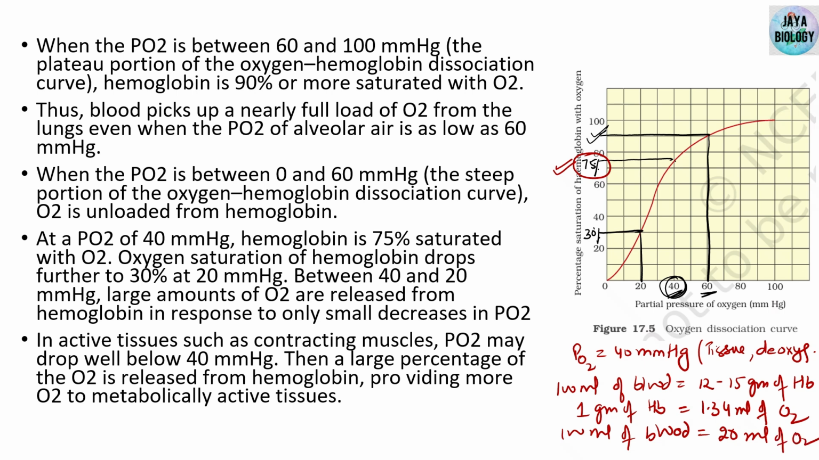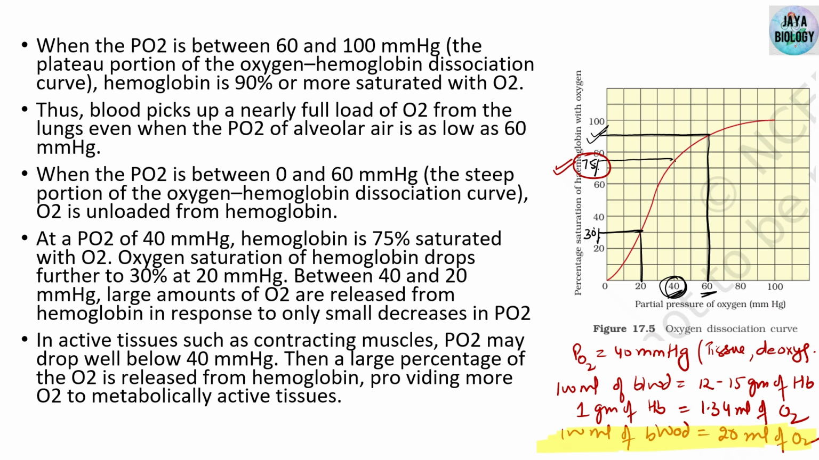Clear? This is the one you should learn first. 100 ml of blood will carry nearly 20 ml of oxygen. Now, how much is it delivering? Do you remember how much it will deliver? It will deliver only 5 ml of oxygen to the tissues, and the rest.